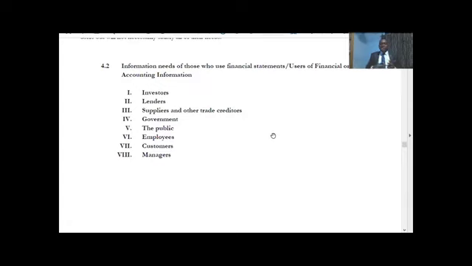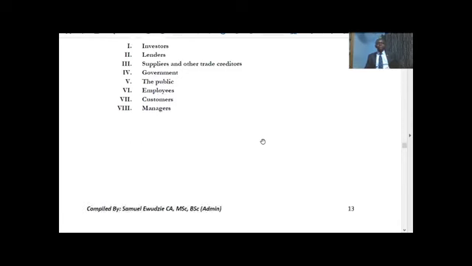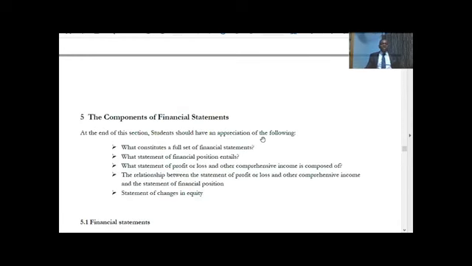So now it's your responsibility to look out for the kind of information that the public will need, the kind of information employees will require, the kind of information customers will require, the kind of information managers will require from the financial statement of an entity. Great. Now let's look at the components of financial statements.